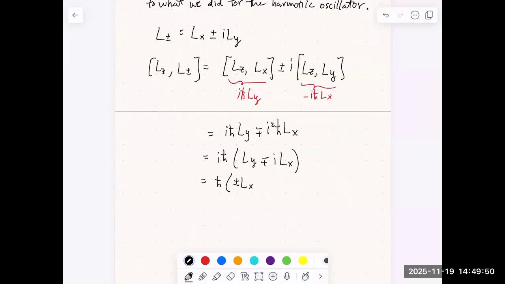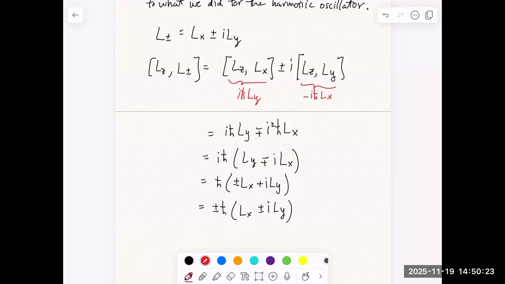And then I'm going to have i Ly. And then the last step is I'm going to factor out the plus or minus. And so this is going to be plus or minus i Ly. So if I have the plus sign, I get plus Lx, and I get plus i Ly. That works. If I have the minus sign, I get minus Lx, and I get still plus i Ly. So that's good. All right. Good. So finally, we got there.